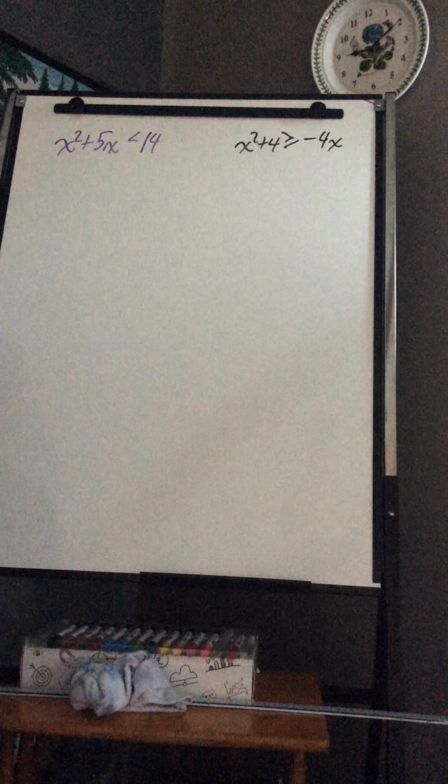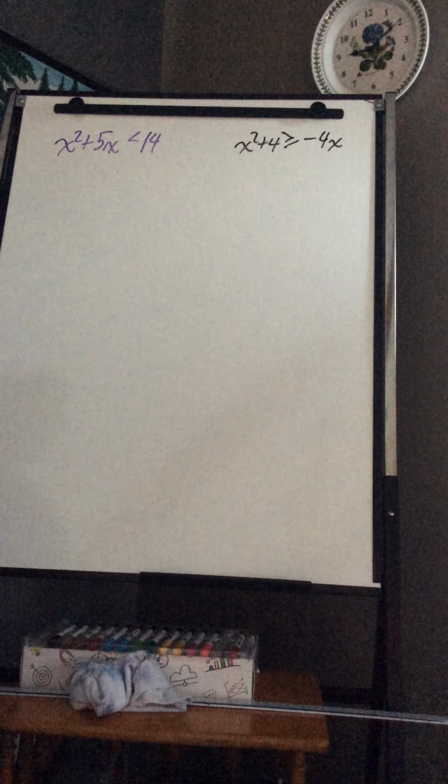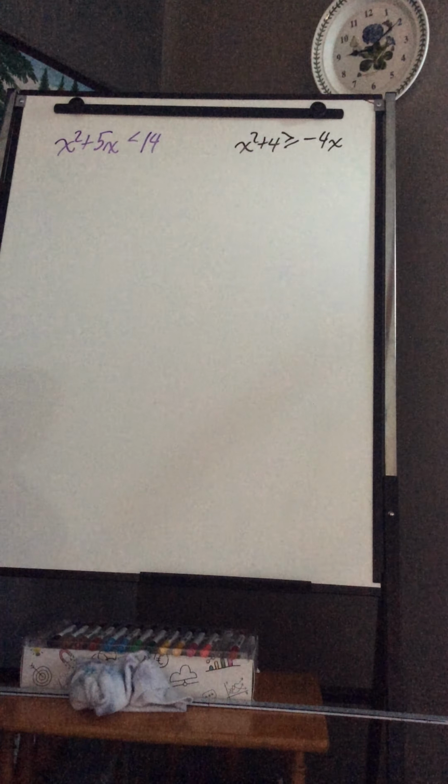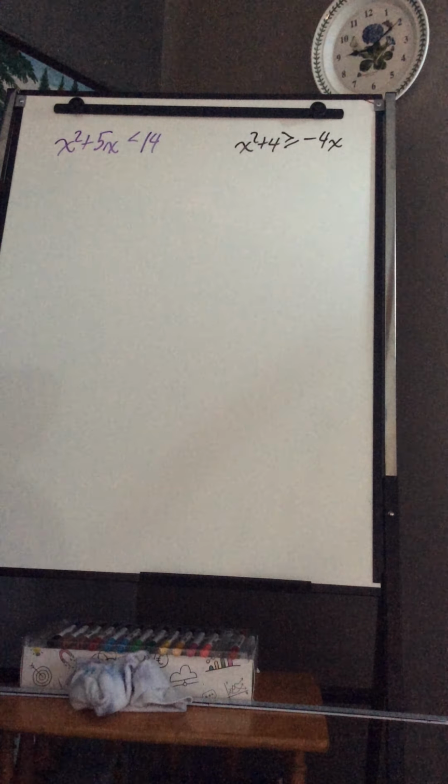We're on to chapter 22, section D, and we're doing nonlinear inequalities. So now we have something like x squared plus 5x is less than 14, or x squared plus 4 is greater than or equal to negative 4x. These are the first two examples in the chapter.